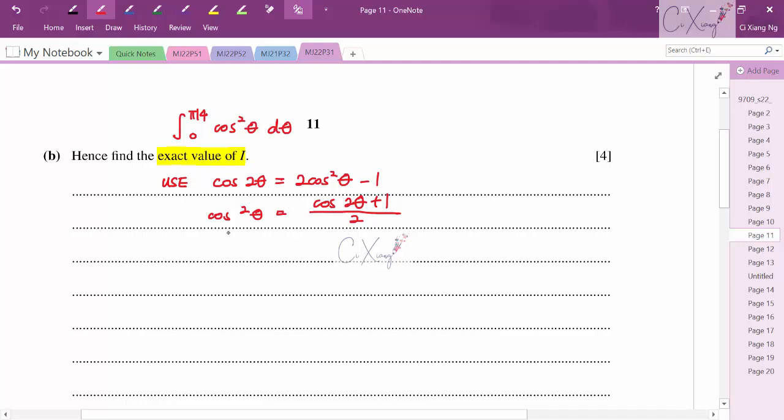Now I want to replace the cos square theta by using this formula before I can integrate it. So I will start here. For this expression, I shall replace it: 1 over 2, then cos 2 theta plus 1 d theta. Because the 1 over 2 is a constant, for my practice, I prefer to take it out before I integrate anything.